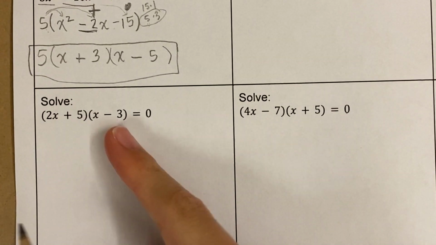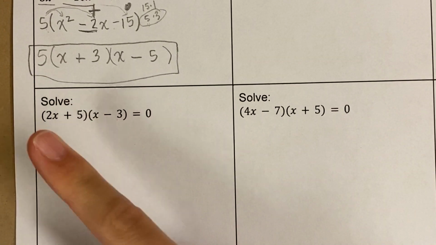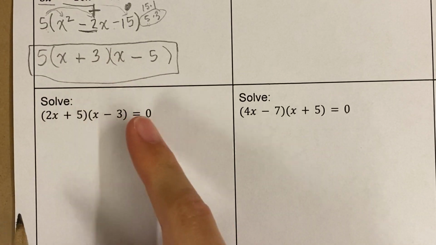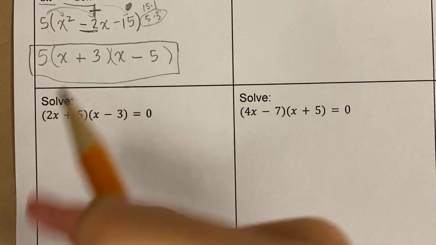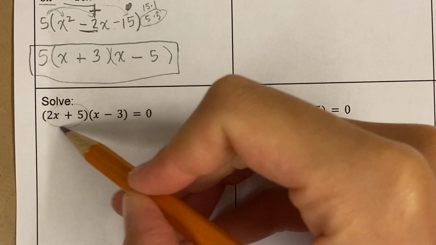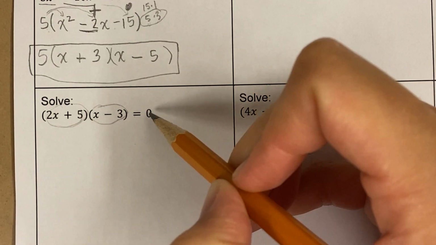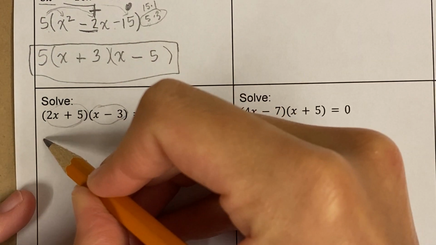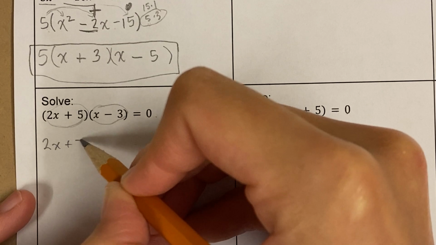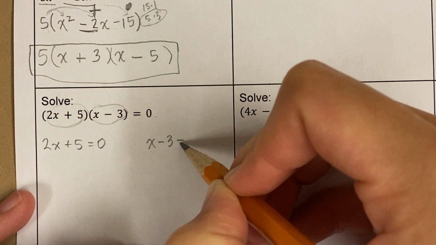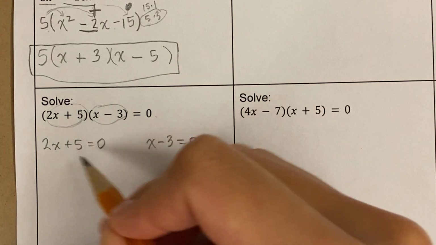Now here, I already have something that's been factored. This is called factored form. Notice it looks like someone's already factored it. This equals 0, it says solve. And here's what I know: if a number times a number equals 0, then one of the numbers must equal 0. So either 2x plus 5 equals 0, or x minus 3 equals 0. And I'm just going to solve these two equations.